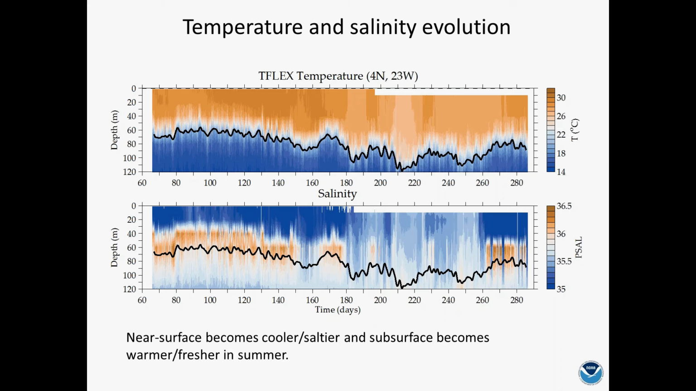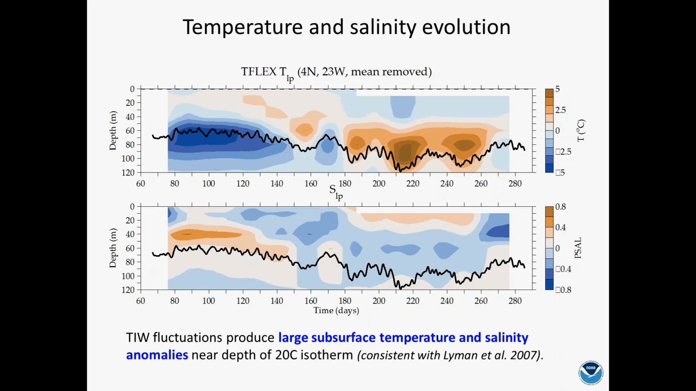And so this is just the actual temperatures themselves without any filtering. If I want to filter to pull out the TIW signal and the low frequency signal, so I remove the mean and apply a 20-day low pass filter to the temperatures and salinities, you see that changing from spring to summer. It gets cooler, it gets saltier at the surface, it gets warmer, it gets fresher in the subsurface. And then you still see that where you have these undulations of the thermocline, you see cold, warm anomalies, and you also have subsurface salinity anomalies.